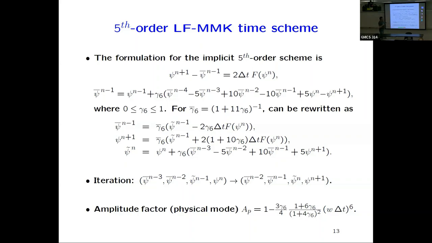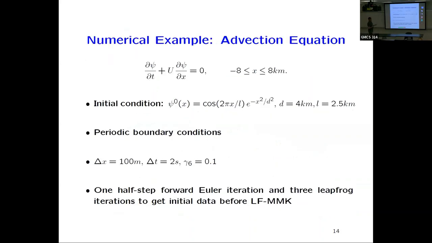Also, in the periodic case, there is a study about the amplitude factor and the phase error, and the amplitude factor you see is never more than 1. So it has some potential. We apply this method to a convection problem with an initial condition between negative 3 and negative 8 kilometers, given by this function. There are 2 parameters here, V and F. With periodic boundary conditions, delta x is 100 meters, delta t is 2 seconds, and gamma 6 is 0.1, which should be a number between 0 and 1. To get initial data, I apply a half step forward so that I have the information staggered, and then I apply 3 leapfrog steps to start.